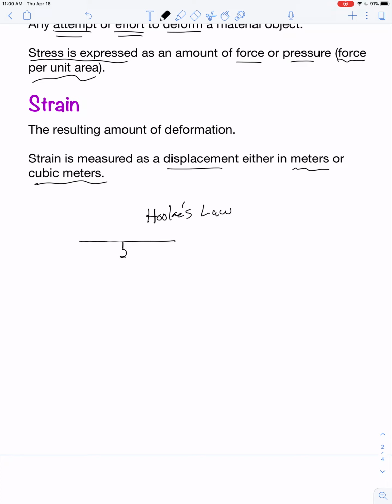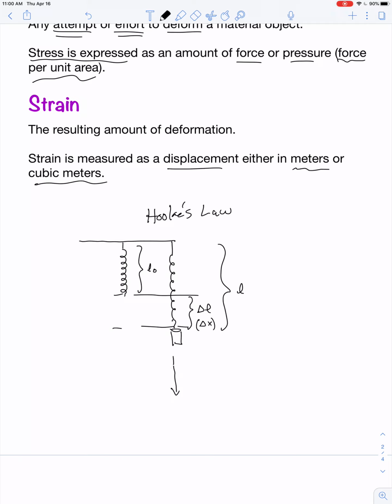So let's say a spring naturally, without any additional force applied to it, hangs with a length L naught, and then you attach some weight to the spring and the coils get farther apart, and now there's been an increase in the length. The new final length of the spring is L, so we're interested in the value of delta L. We might have expressed that before as delta X. Nothing wrong with pretending our x-axis points downward.